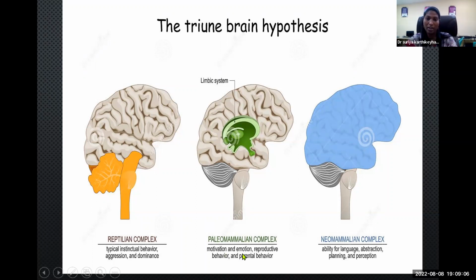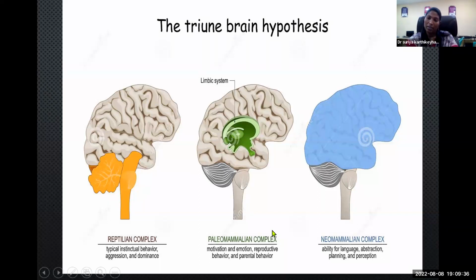That is motivation, emotion. We have emotion towards the opposite sex, and then we have reproductive behavior and parental behavior. Even now, our limbic system is concerned with parental behavior, reproduction, emotion, and sexual behaviors. Whereas our cerebellum and brainstem have aggressive behavior, dominant action, and typical instinctual behaviors.